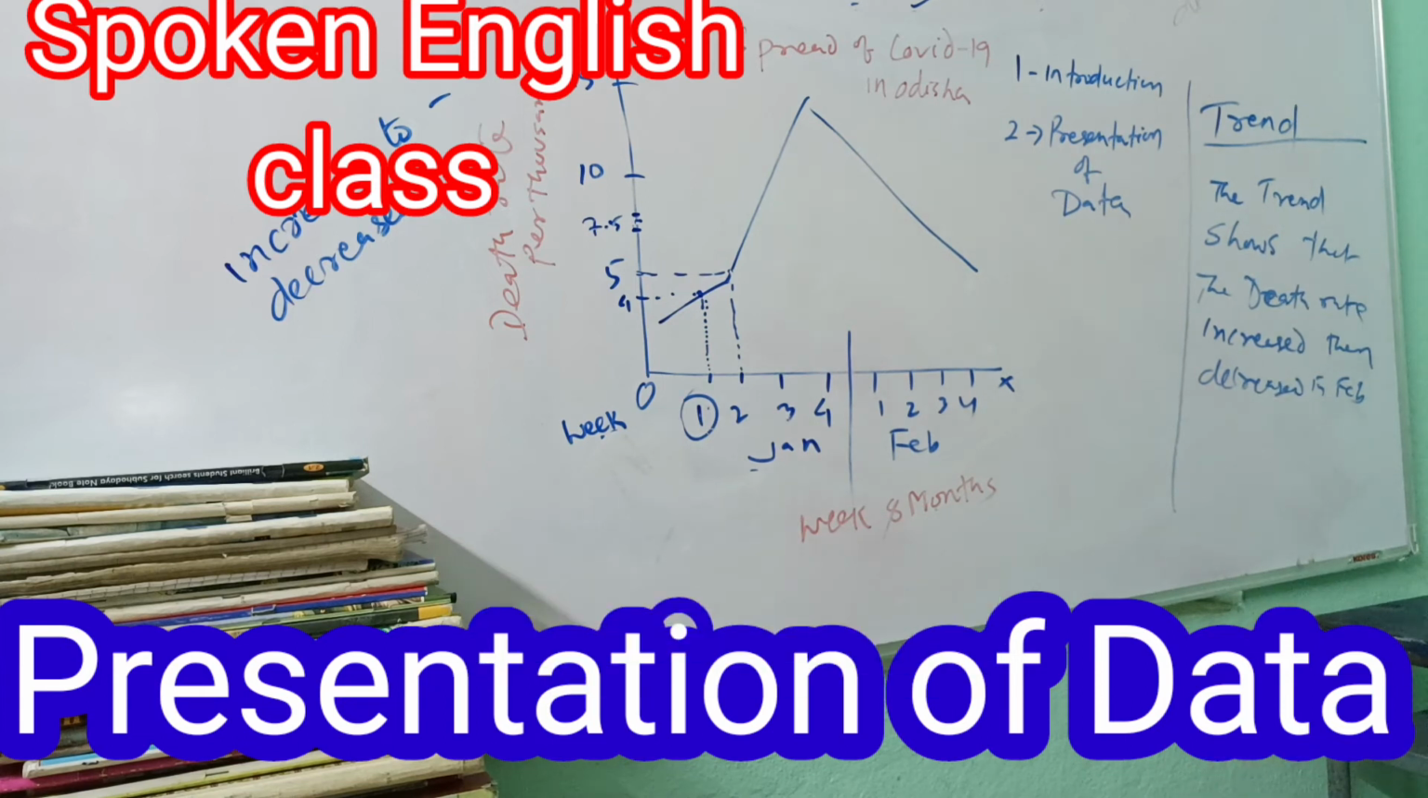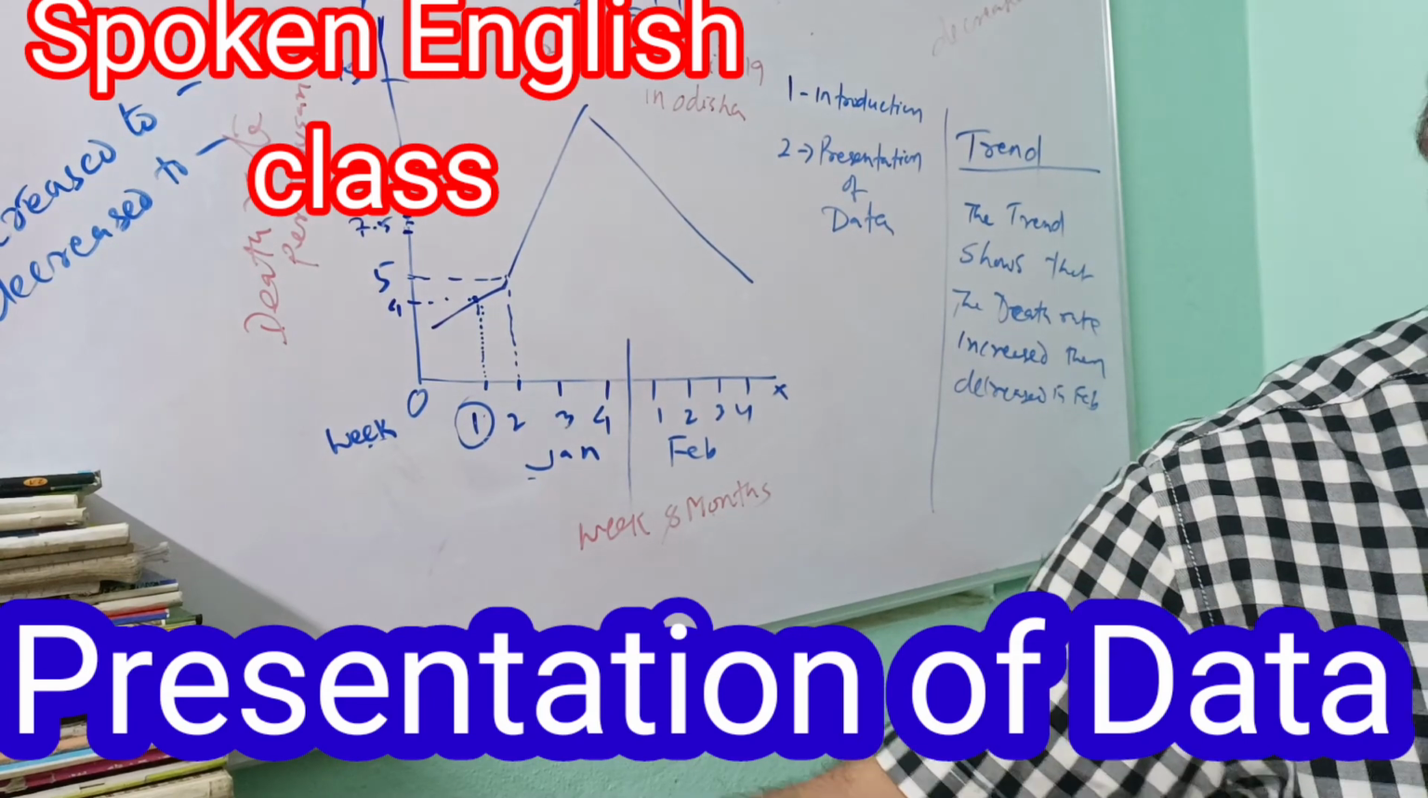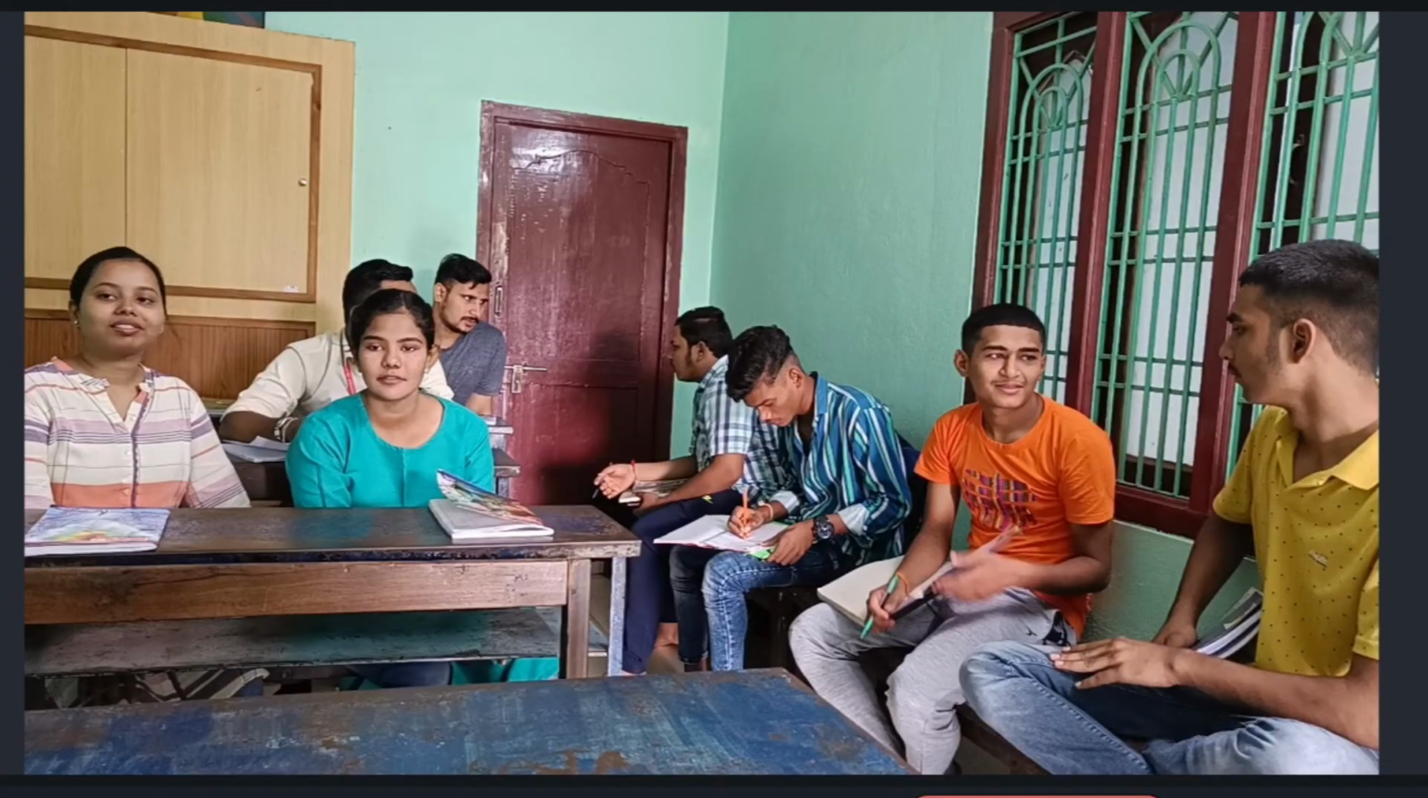It further increased to 15,000. In the first week of January, there were 4,000 deaths recorded. After that, in the second week, it increased to 5,000. After that, in the third week, it was 10,000. In the fourth week of January, it was 15,000.